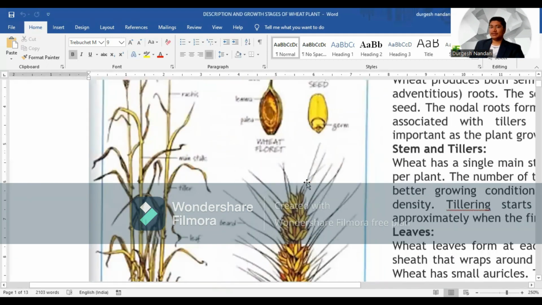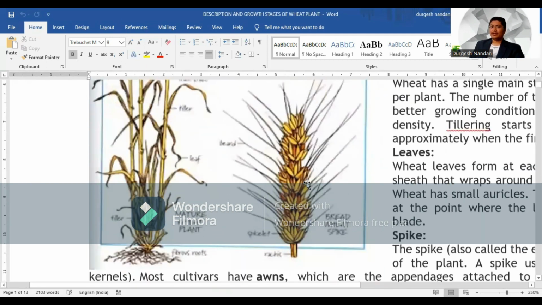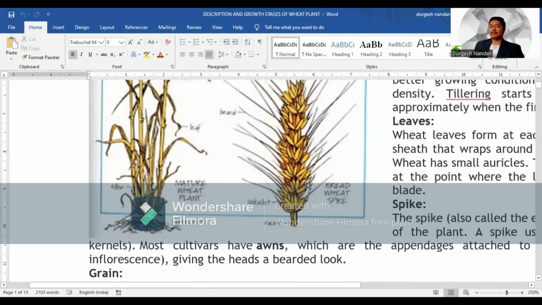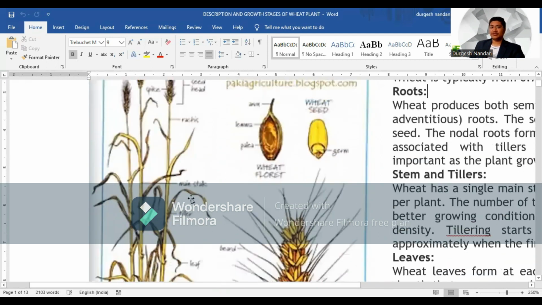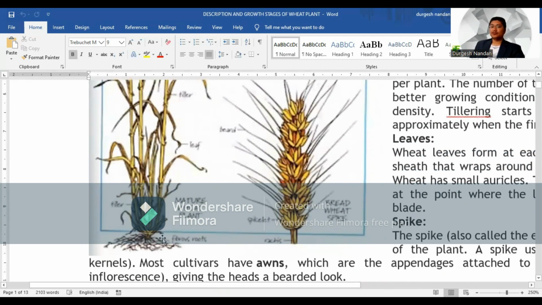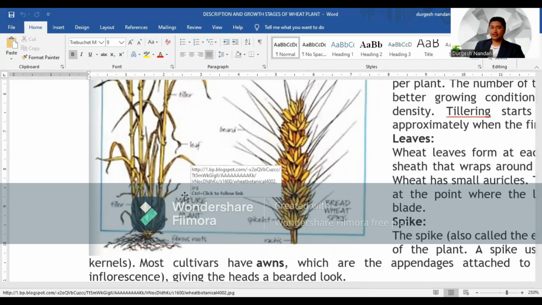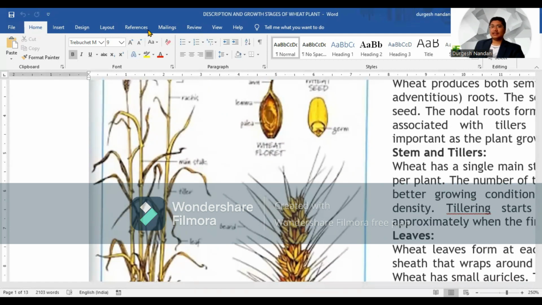Here a very blurred image is given, but even with a blurred image we can understand some things, and after that we will move to clearer ones. There is one mature plant given here. In the mature plant, first the roots come, and after that the tillers can be seen; there are four tillers. There is the leaf, and this portion of the plant is the stalk. This is the main stalk.